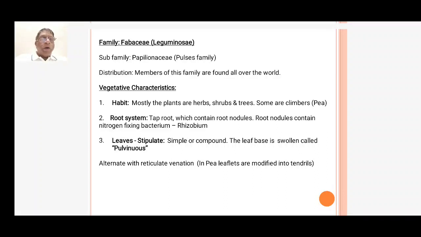Mostly compound. Leaves are stipulate, meaning stipules are present. If we examine the leaf base or the petiole, at the base it is swollen. An important character of family Fabaceae. The swollen leaf base is called pulvinous leaf base.